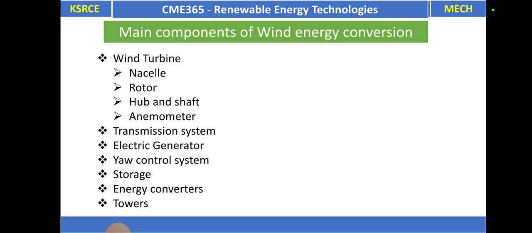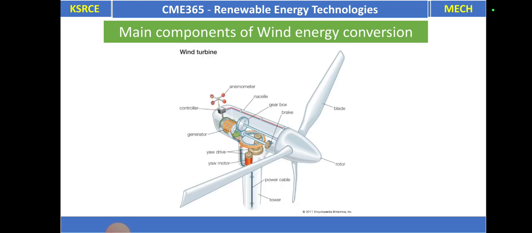Main components of wind energy conversion systems. First one is the wind turbine. It's the main component of the wind energy conversion system, the windmill or wind turbine alone. A system of blades fixed on the tower is rotated by the wind to produce either mechanical work or electrical energy. The nacelle includes gearbox, low and high speed shaft, generator, controller and brake.